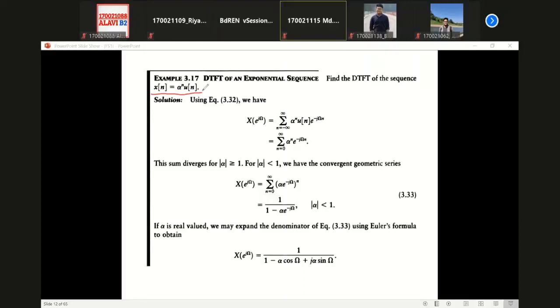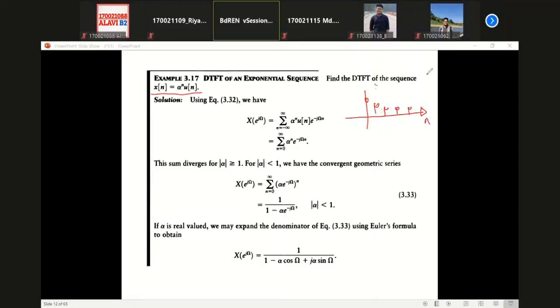If your alpha is greater than 1, then in the course of time this signal will be unbounded. So this is our signal. If we want to plot it for alpha less than 1, it will be something like this, a decreasing function of n. And u[n] has magnitude equal to 1 for n greater than or equal to 0. Good.